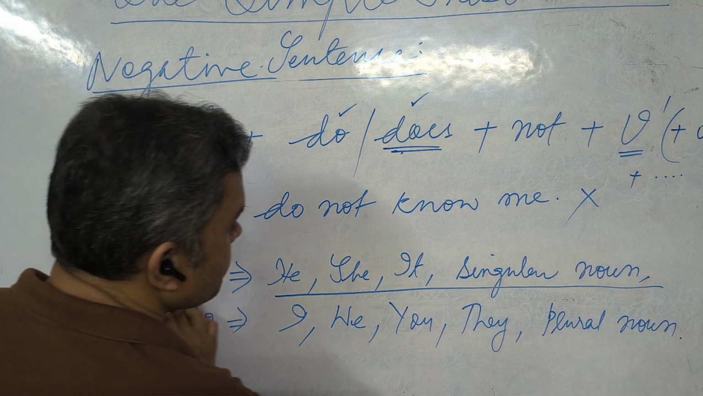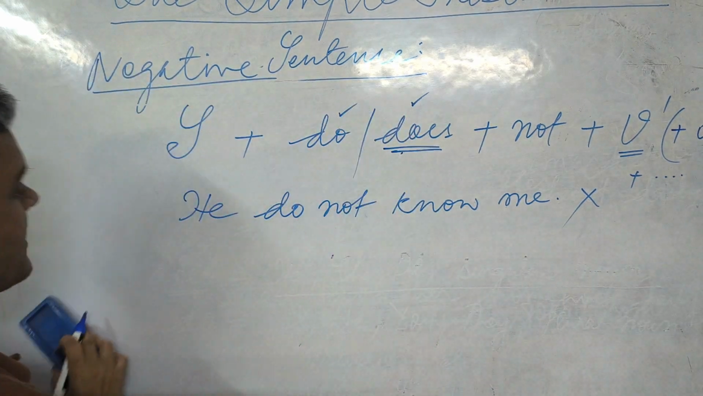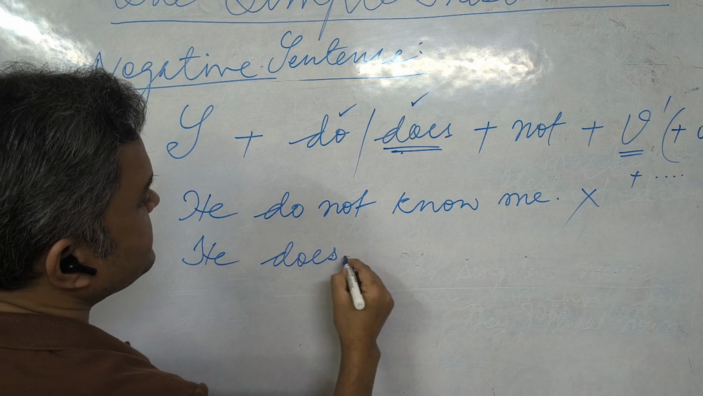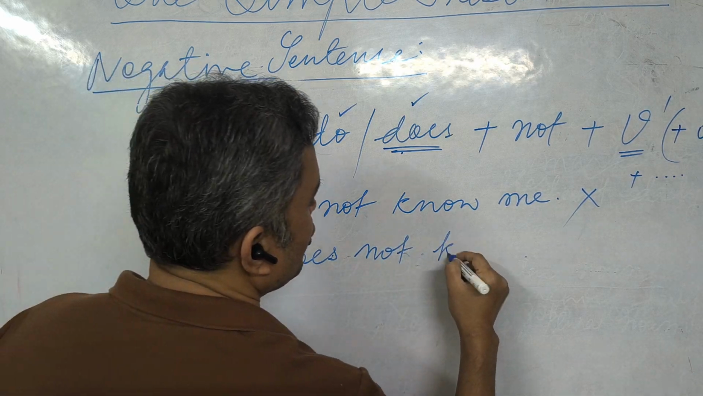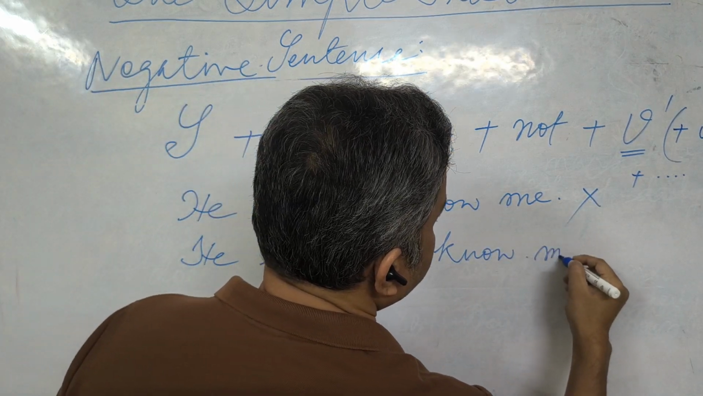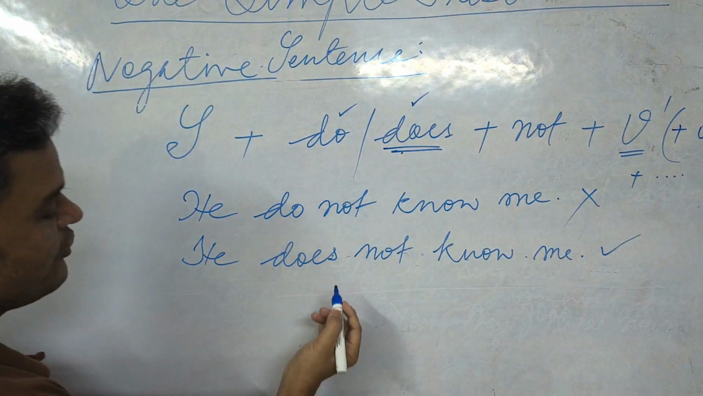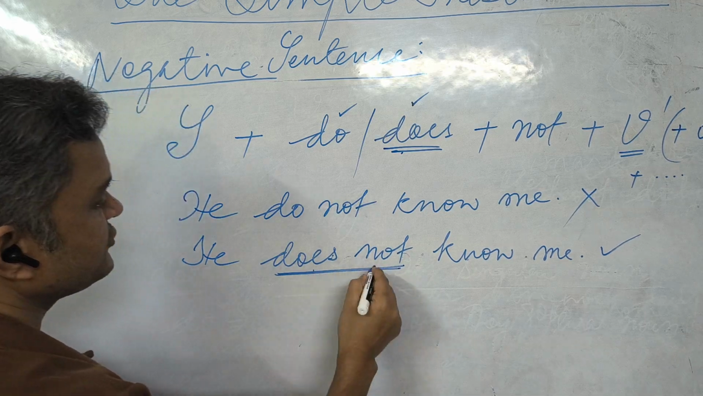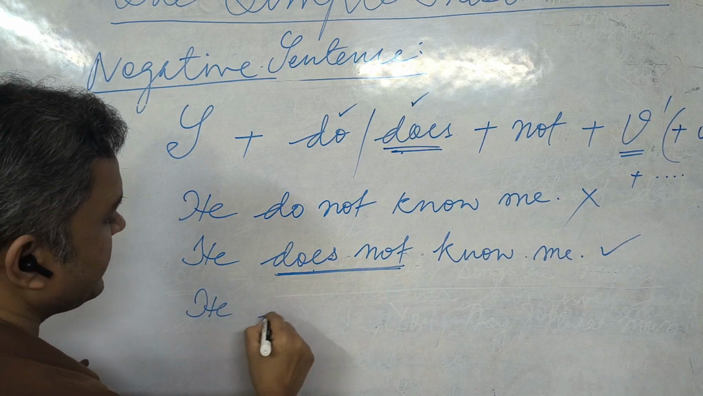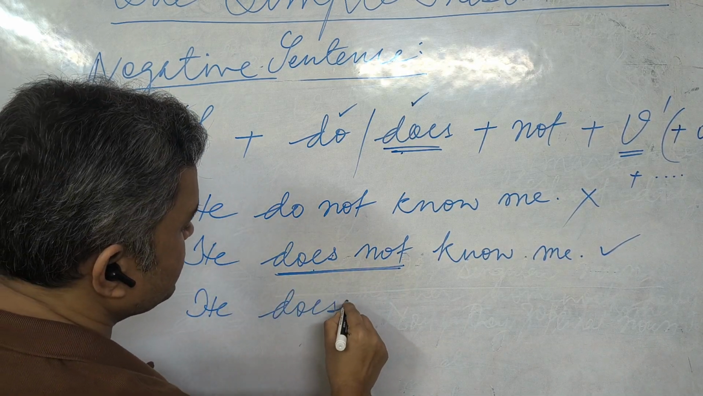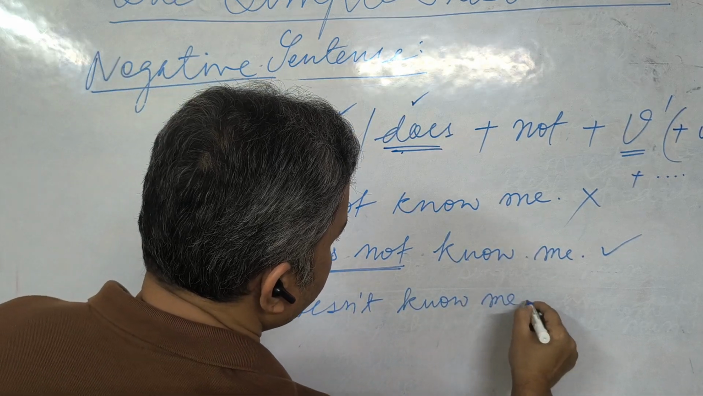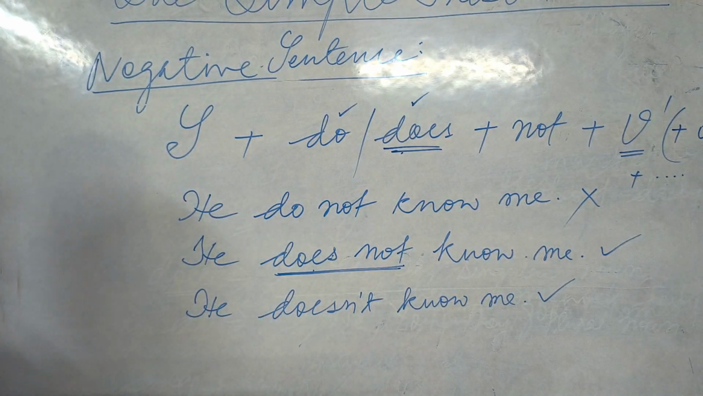You will say, he does not know me. Right. And when you are contracting these two words, you will say he doesn't know me.